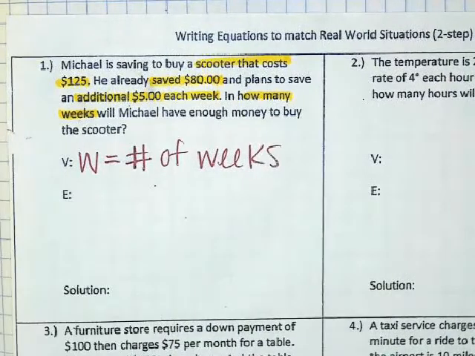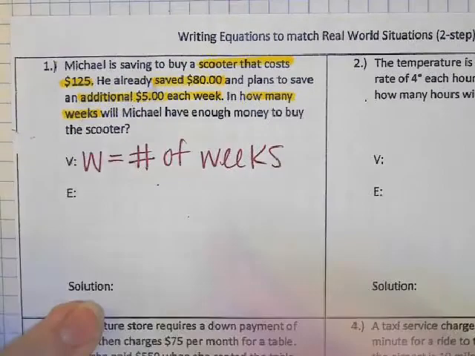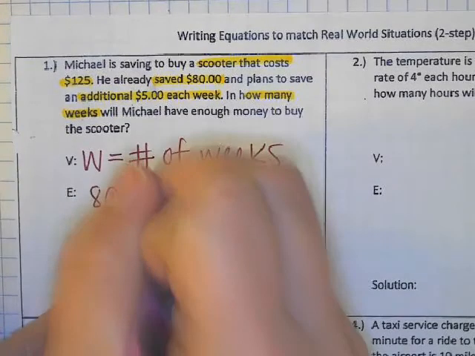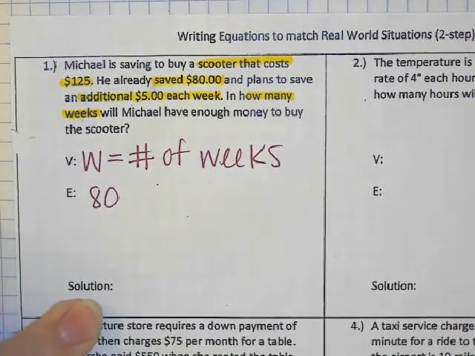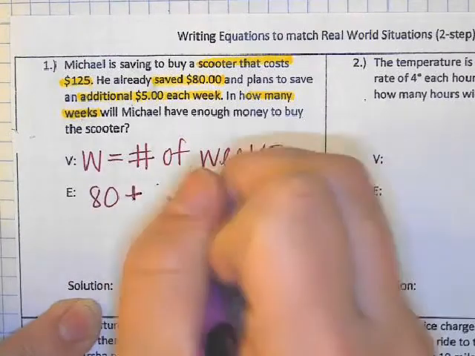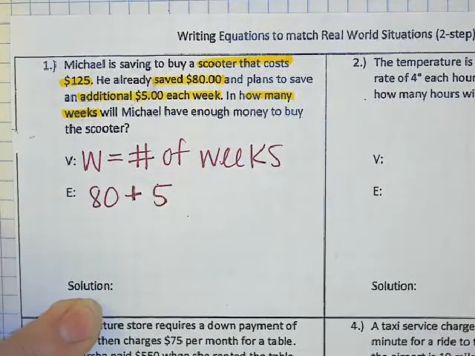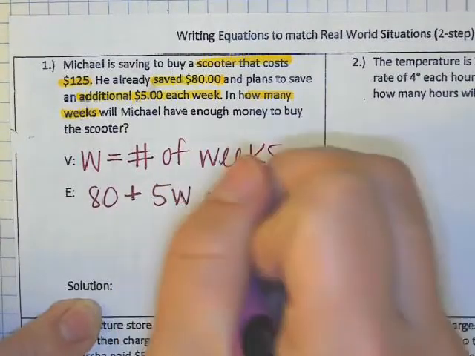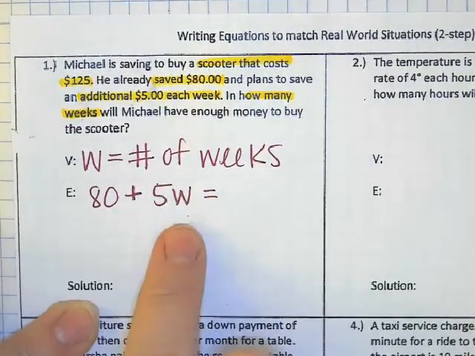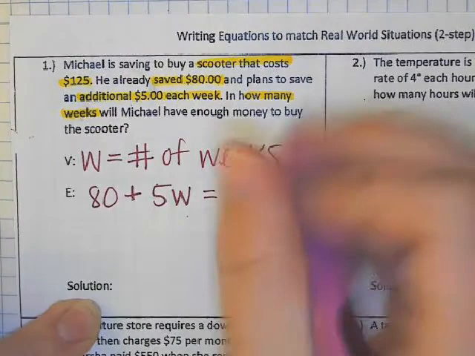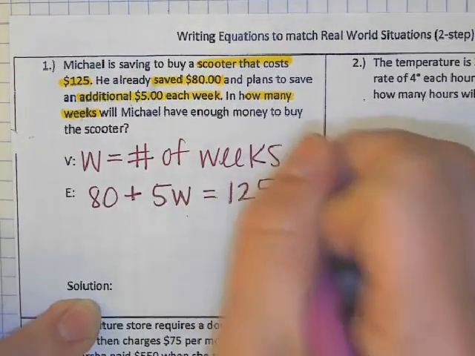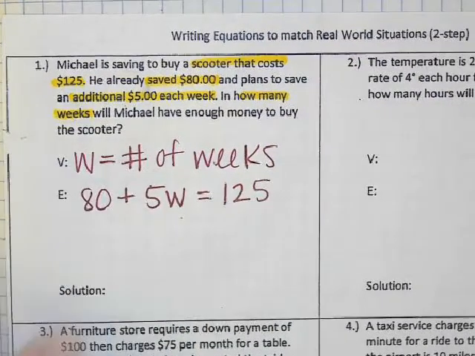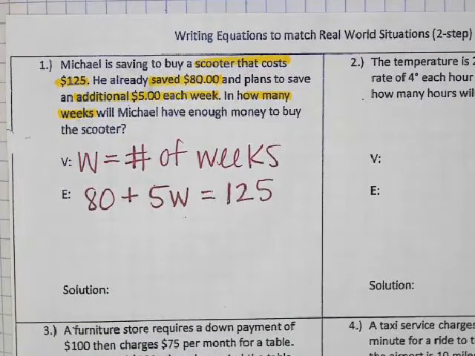When setting up our equation to solve for how many weeks, we already talked about that Michael had saved $80. He needs an additional $5 each week. To show that it's 5 each week, I'm going to say 5 times W. We're hoping that this amount of money is going to give us the total of $125 for the scooter. Now that we've set up our equation, we need to solve.